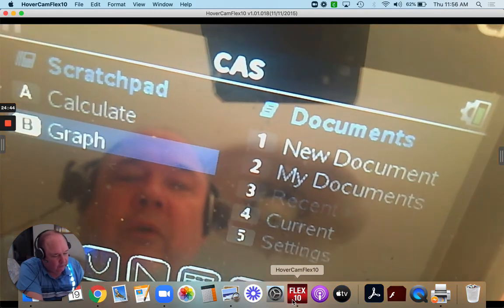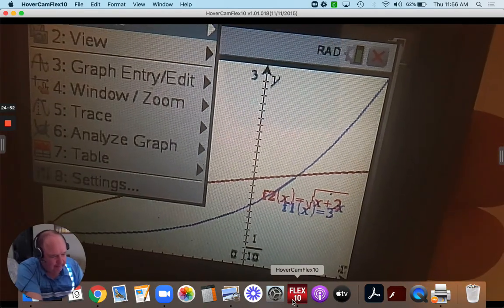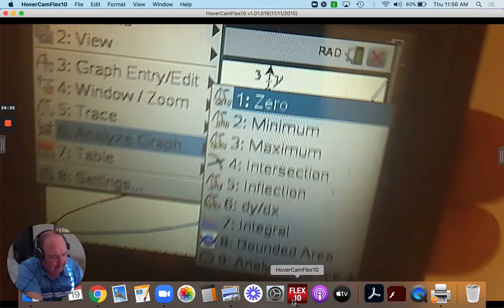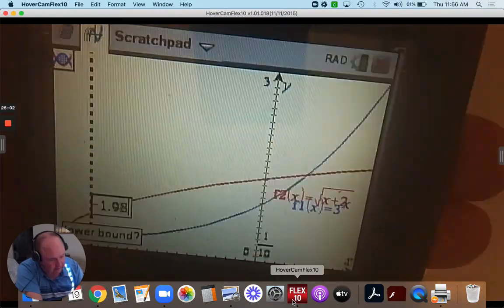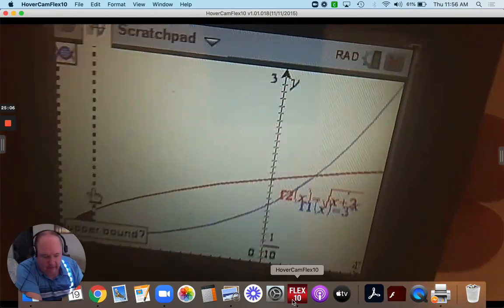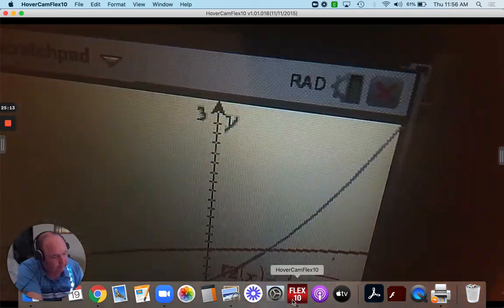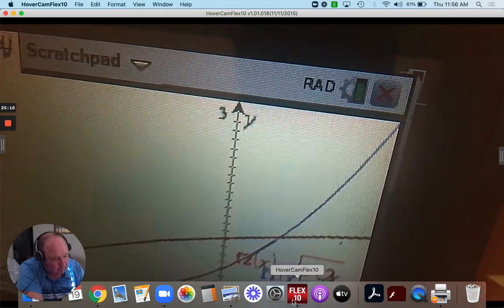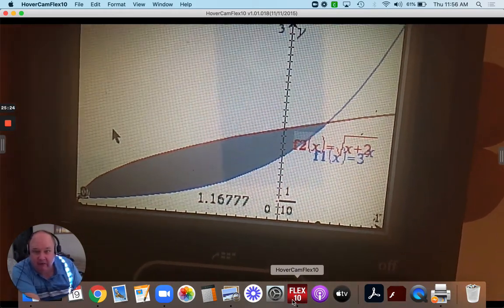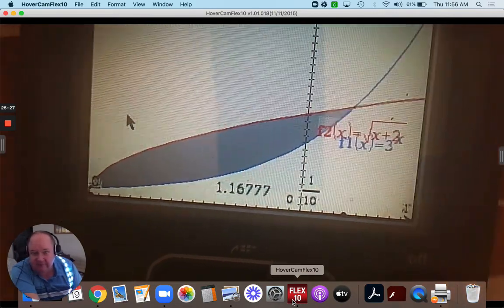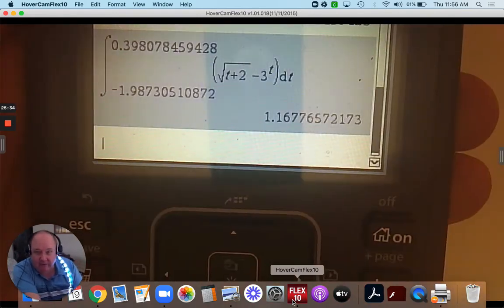Let's try it again. So we have our graphs. Menu. Analyze. Bounded area 8. So the lower bound I'm going to type in -1.987. Enter. And the upper bound, I'm going to type in 0.398. So I just typed in the numbers I wanted, and then you could see the answer is 1.167. Same answer, right? So off the graph, you can actually see the shaded area, top, below, bottom, bounded area. And then we can also do it this way and get the same answer.